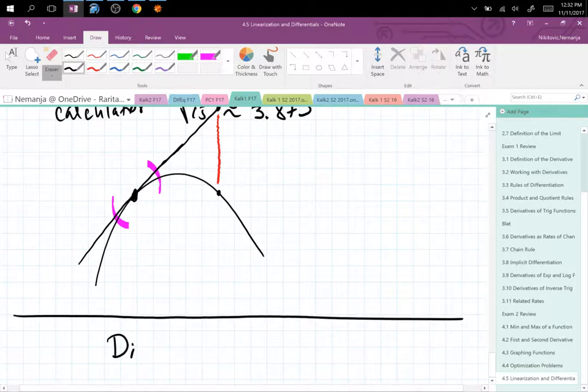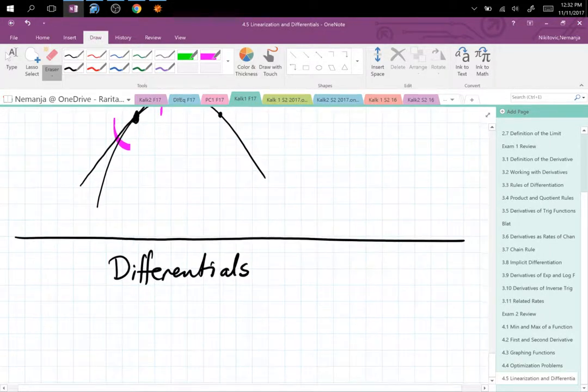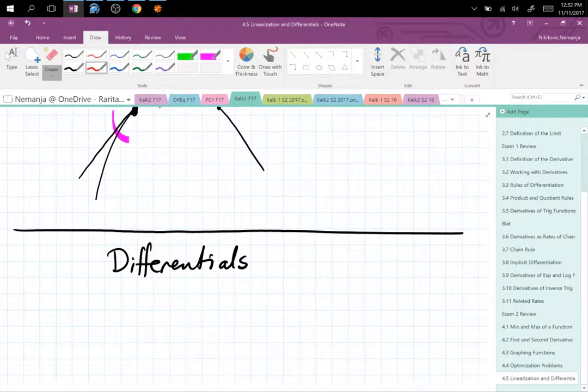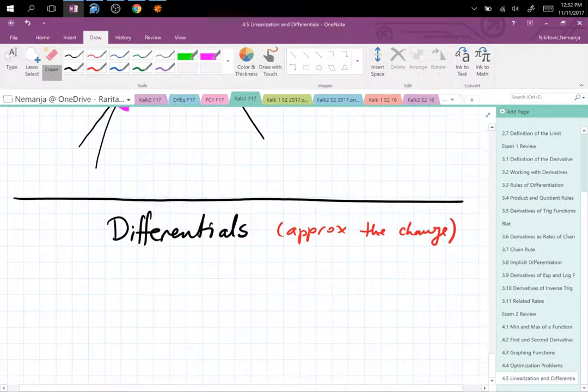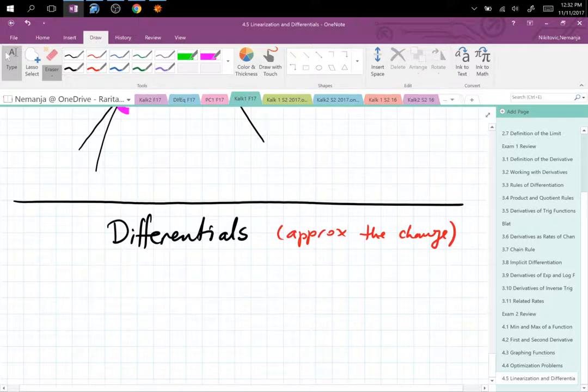Differentials. This is the second part of the lecture, and differentials approximate the change. So, linearization approximated the value of the function. So rather than computing ln 3, you do the linearization and you find a number that is close enough. Differentials approximate the change.